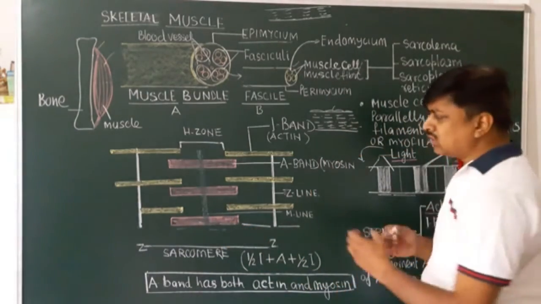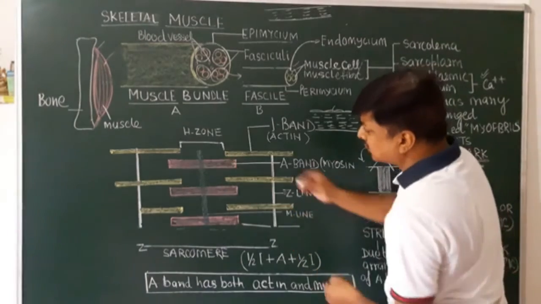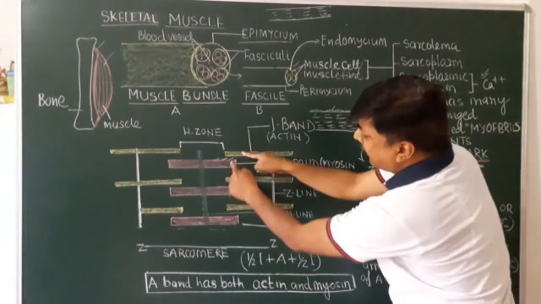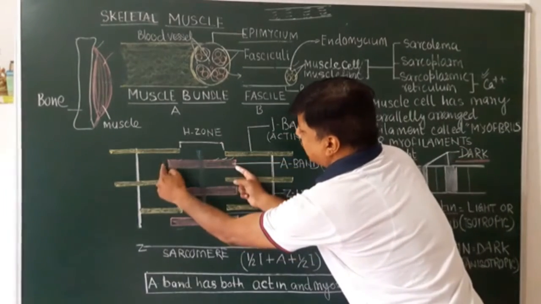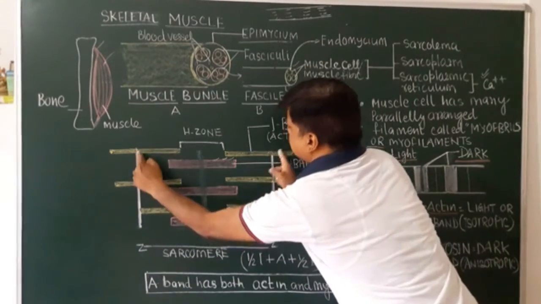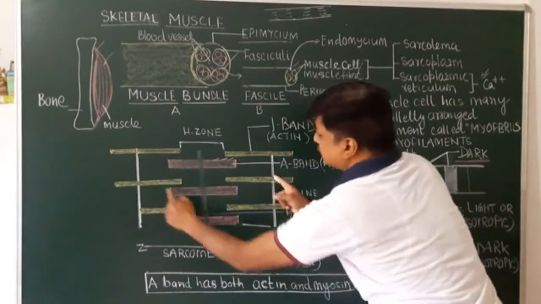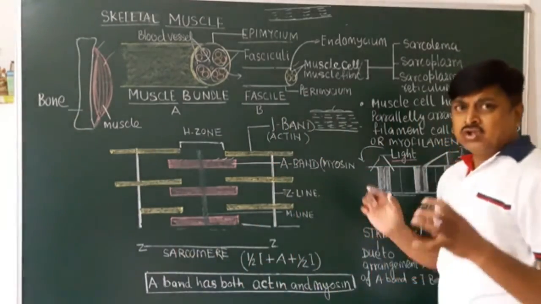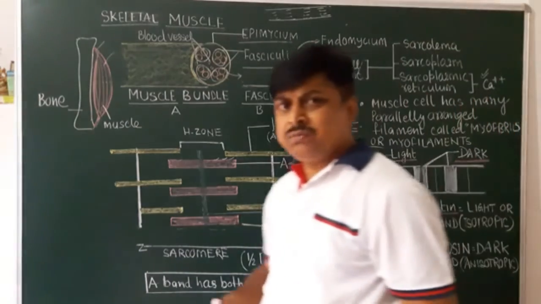Because when contraction happens, you will see myosin has heads. Clear? Myosin has heads like this. They bind to the actin and then it will pull. Myosin pulls these two. So the distance of this Z line will decrease, it will come here. Clear? So you will see in my next video.